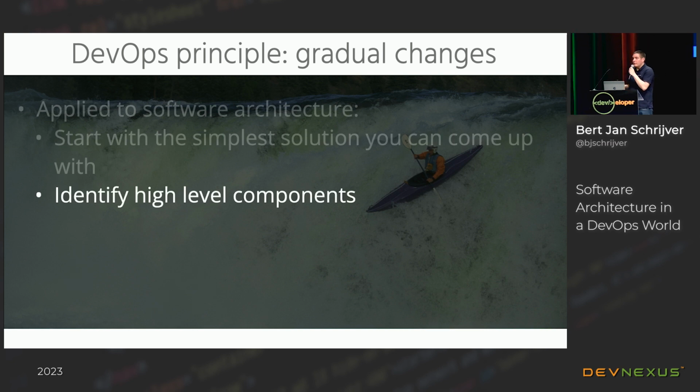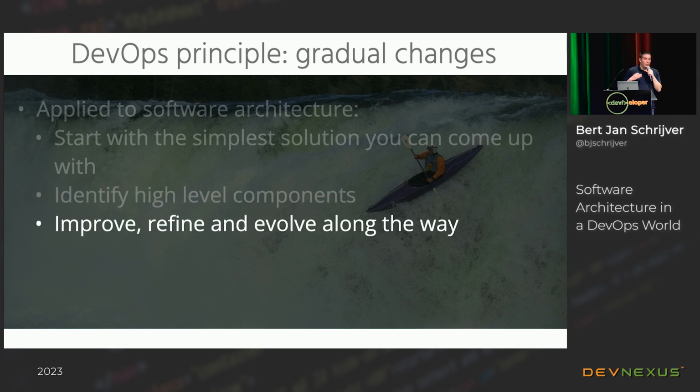It's about identifying high-level components. Which type of components am I going to build and use in my system? And then improve and refine along the way. So you're also continuously thinking about your architecture. Did I make the right choices? Is there stuff that I need to revisit or improve?